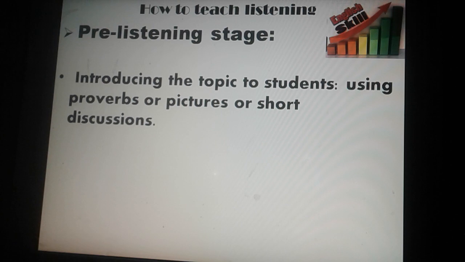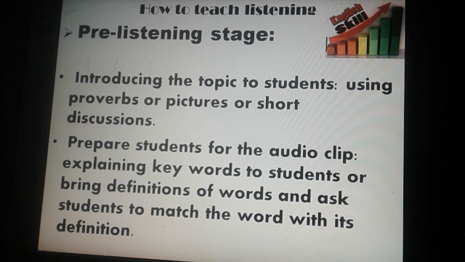The next activity is preparing students for the audio clip, explaining keywords to students or bringing definitions of words and asking students to match the word with its definition. يعني هنايا teacher help the students to understand the audio clip easily by explaining the keyword or ambiguous words. يعني كيعطيهم مجموعة ديال الكلمات اللي ما غاديش يفهموها while listening ملي غيكونوا تصنتوا their listening the audio listening.